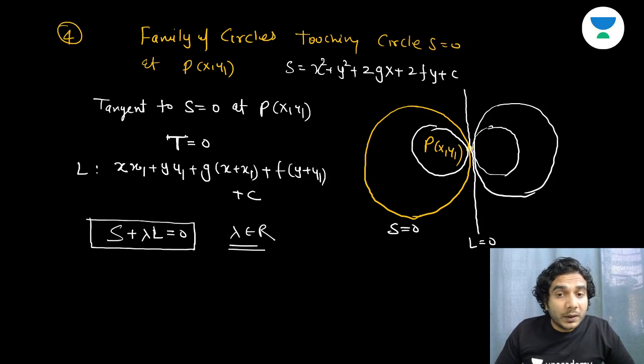We'll use this point in other curves also, like parabola, ellipse and hyperbola. So I think this point is clear. A circle was given, a point was given on the circle, and now we have written a family of circles which will touch the given circle at the given point.